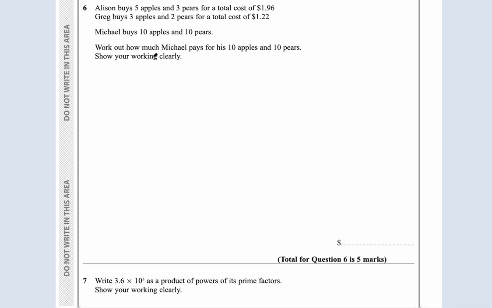Alison buys 5 apples and 3 pears for this. Greg buys 3 apples and 2 pears for this. Michael buys 10 apples and 10 pears. Work out how much he pays for his 10 apples and 10 pears. Okay, straight off, guys, another simultaneous equation. This time a more familiar one, but it doesn't mean it's going to be easy.